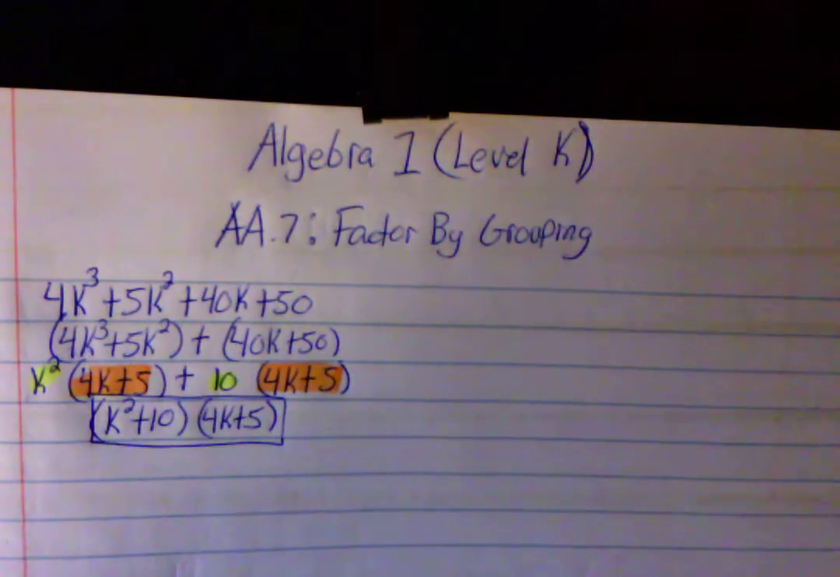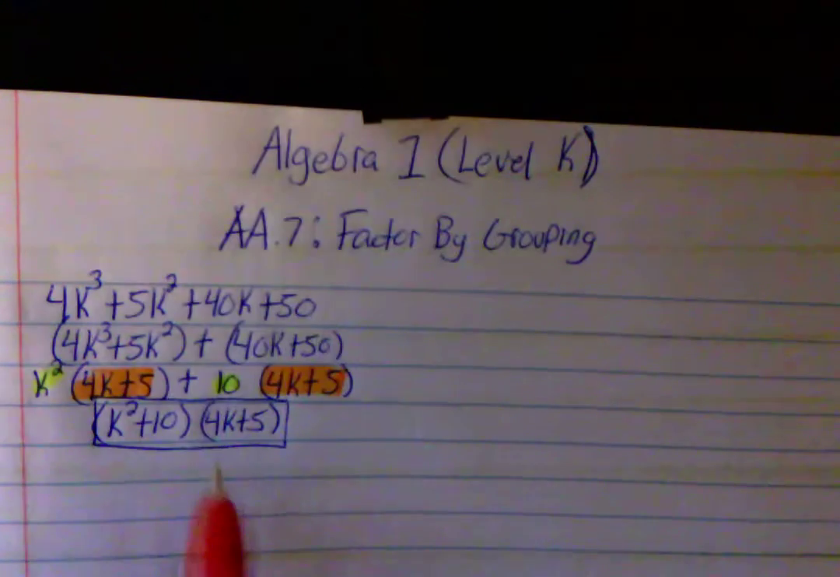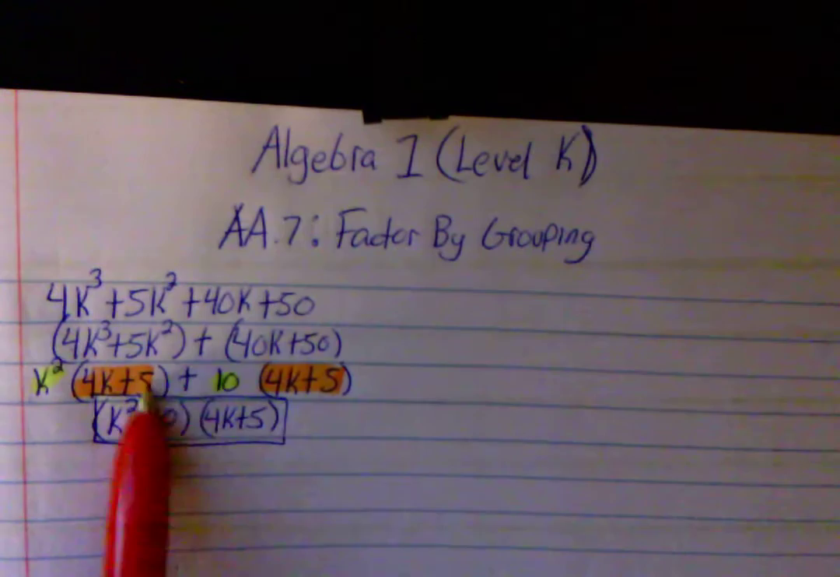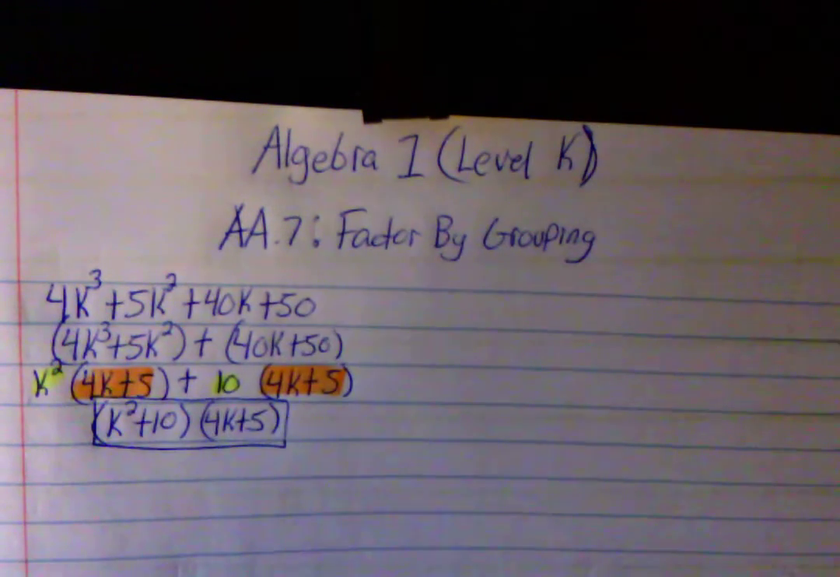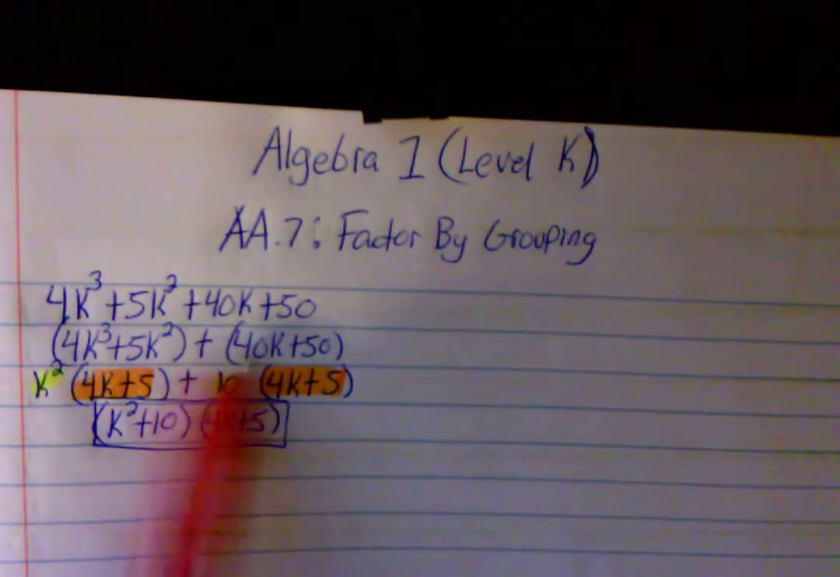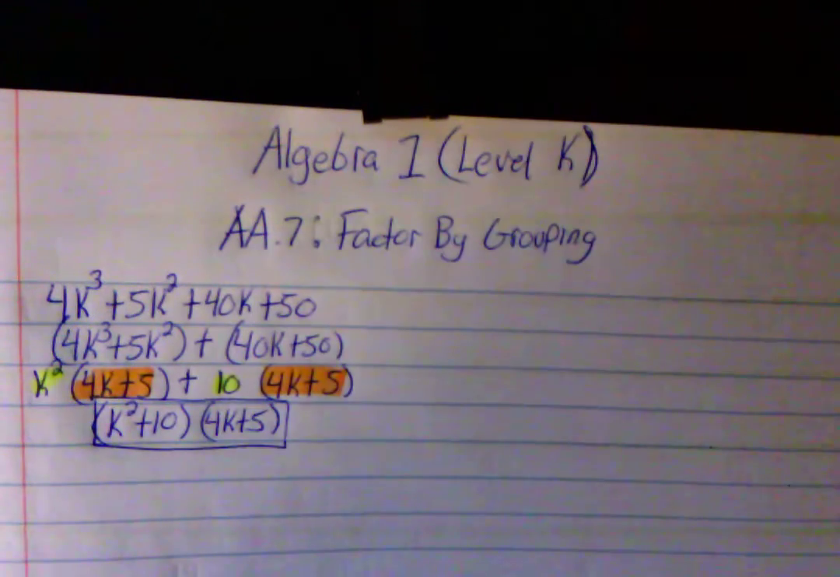Okay. It is important to note that if you do not have matching binomials here after you're taking out the greatest common factor, you need to go back and try two different sets or two different pairs of binomials to take the greatest common factor from.